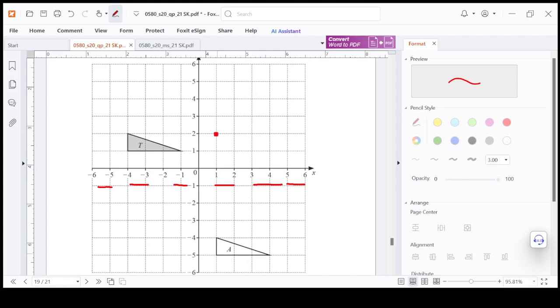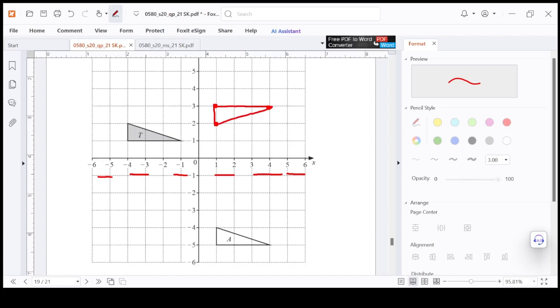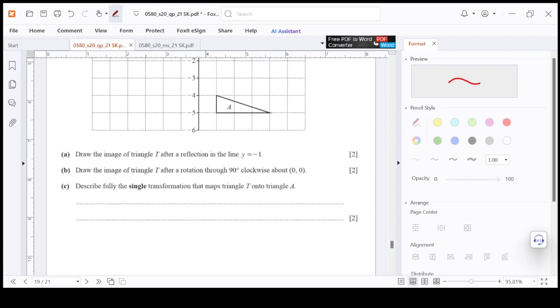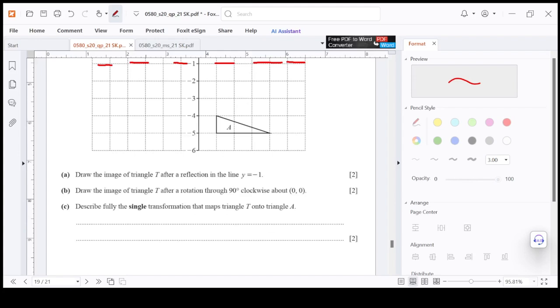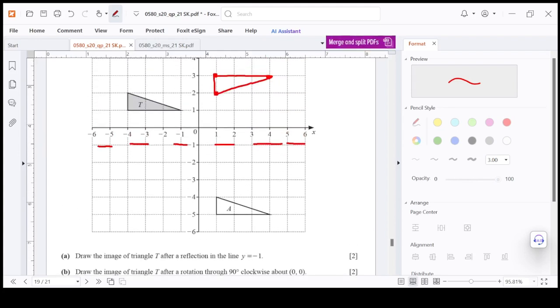This was 4 units down, 1, 2, 3, 4. It goes 4 up. And this is 1, 2, 1, 2, 3, 4 down, 1, 2, 3, 4 up. So this is the image after reflection on the line y equals -1. Okay, let me label it part A, although the question did not ask for it.